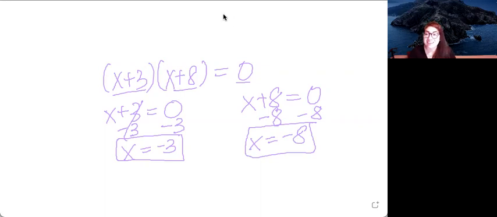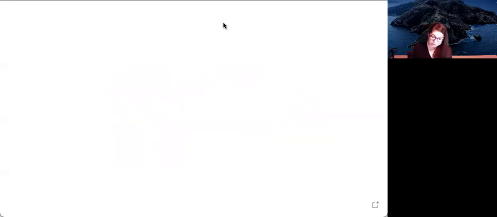Pretty cool. All right, let's do another example. This is factoring, and then this is using the zero product property. So the zero product property means set it equal to 0 once you have the factors. So let me just give you another example. For example, what if they already give us the factors?